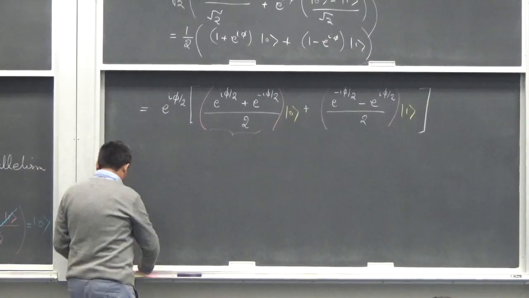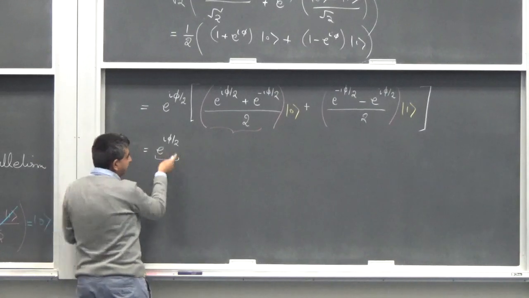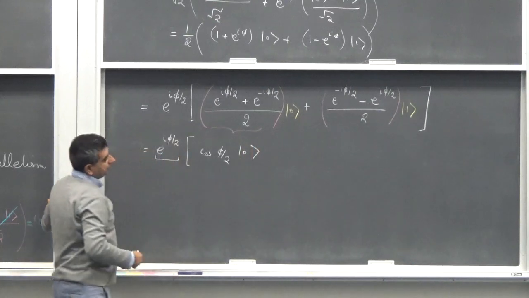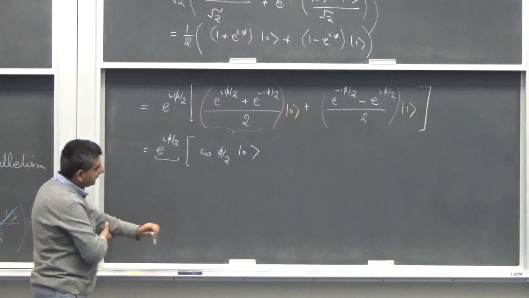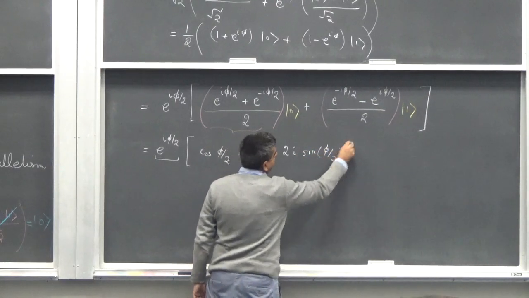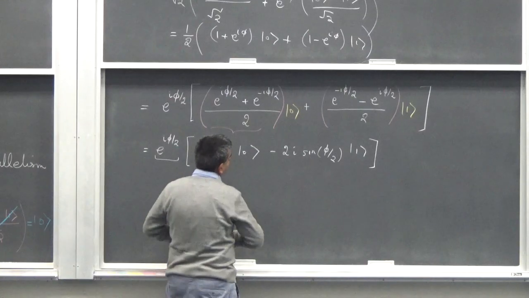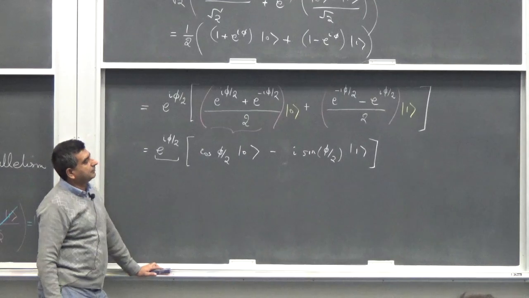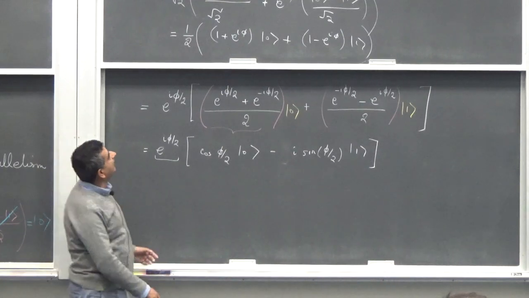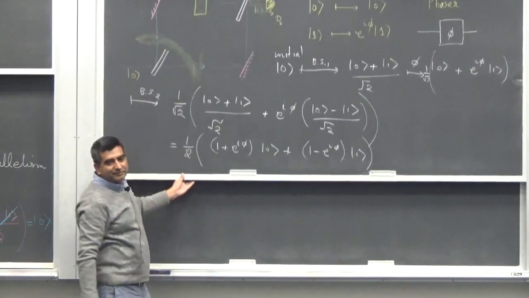It's cosine φ/2. So let me write this out. I have e^(iφ/2), a phase factor, amplitude 1, just a phase, times cosine φ/2 cat 0. What is this thing equal to? Minus 2i sine φ/2 cat 1. Minus i sine φ/2, sorry. Now I have a new quantum state at the output. So this is the quantum state that exists over here, just before the detectors, after the second beam splitter.